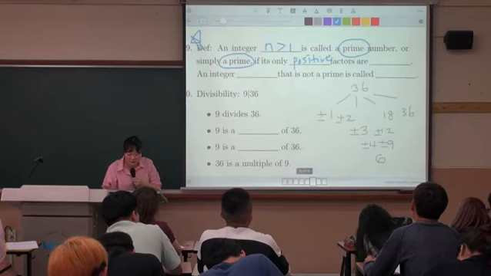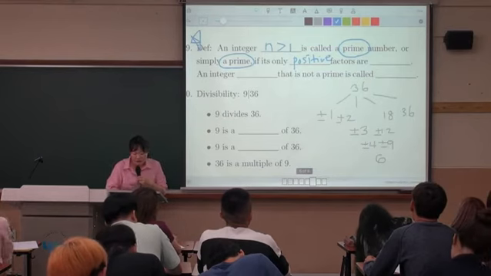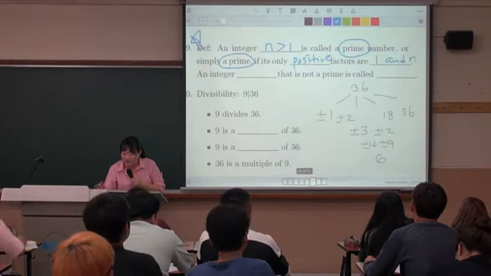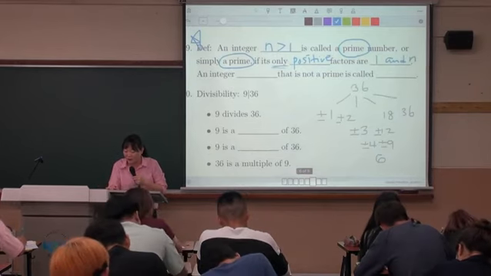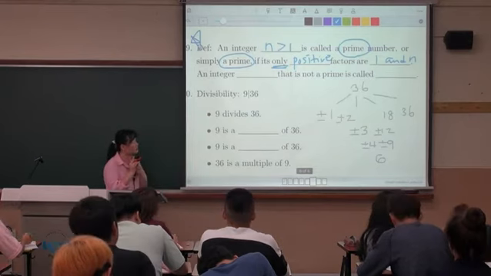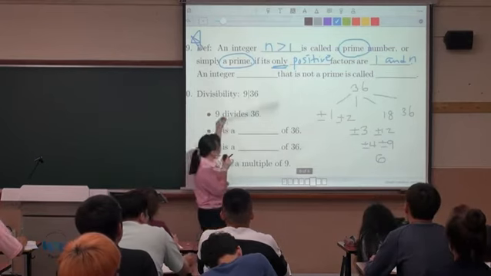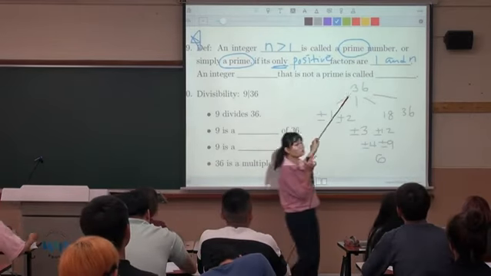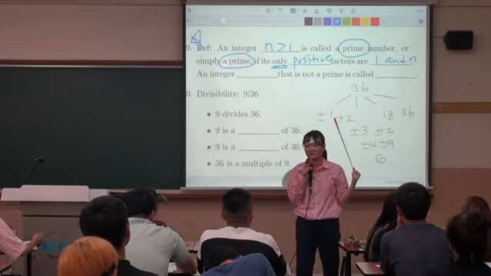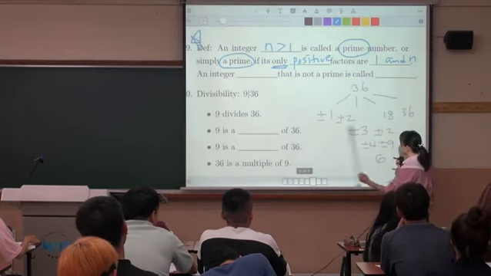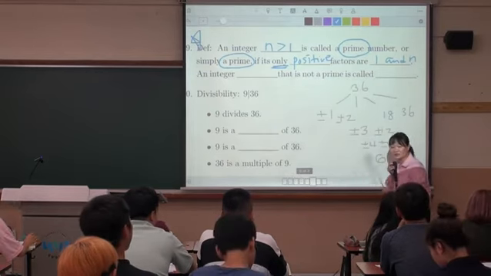Positive factors are 1 and nothing else. If the only positive factors are 1 and n, nothing else, then n is called prime, when n is bigger than 1. Okay? So is 36 prime or not? Why not? Positive factors are so many other than 1 and 36, right?